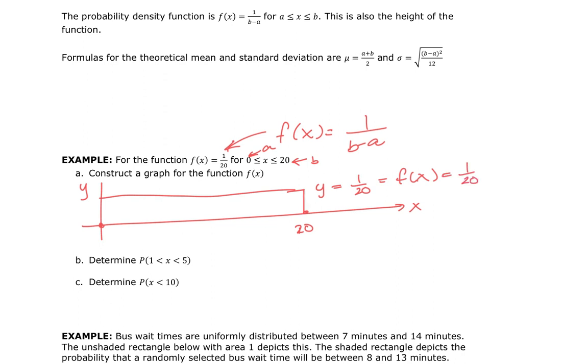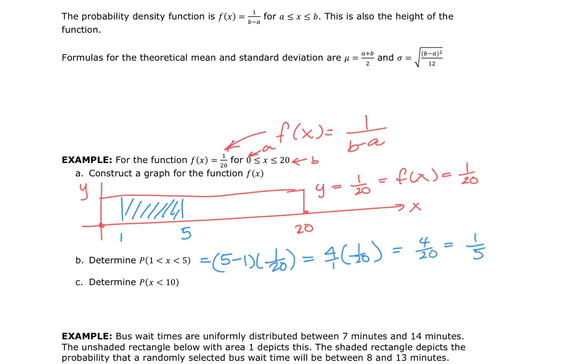So if I wanted to know the probability between 1 and 5, here's about 1 and here's about 5. I just need to multiply this distance times its height, because it's just a rectangular shape, and that's going to give me the area under the curve. So this is just the distance I've traveled, which is 5 minus 1, which is 4, multiplied by 1 over 20. So I get 4 over 20, which is 1 over 5. So about 0.2 is the probability.